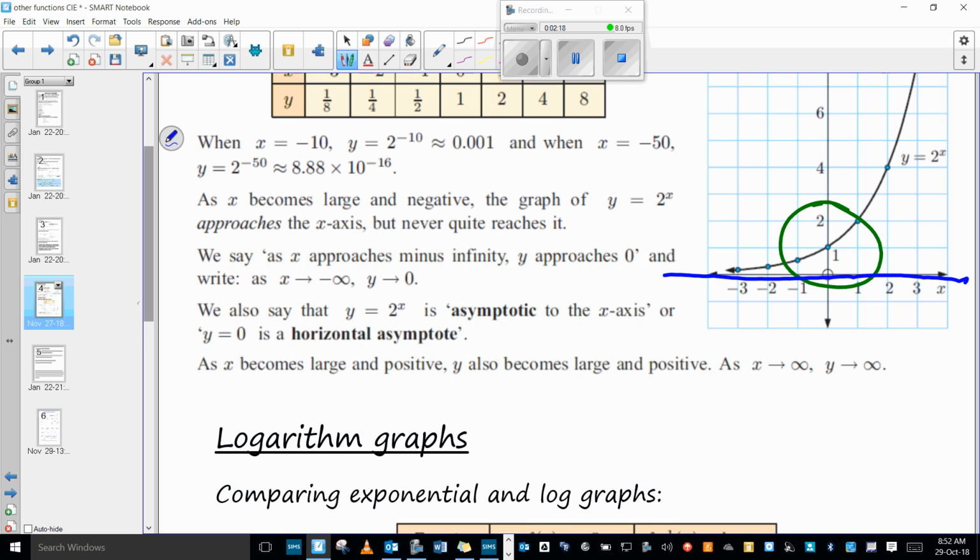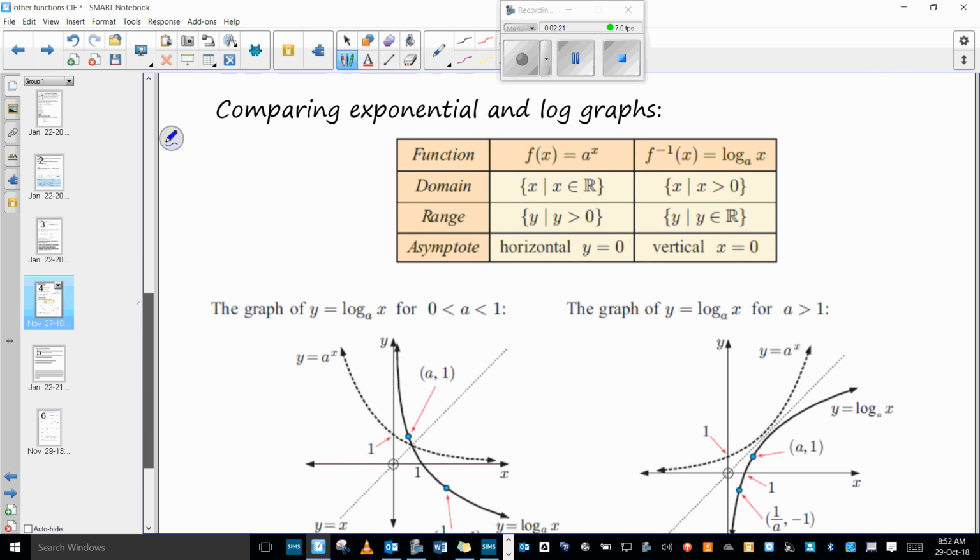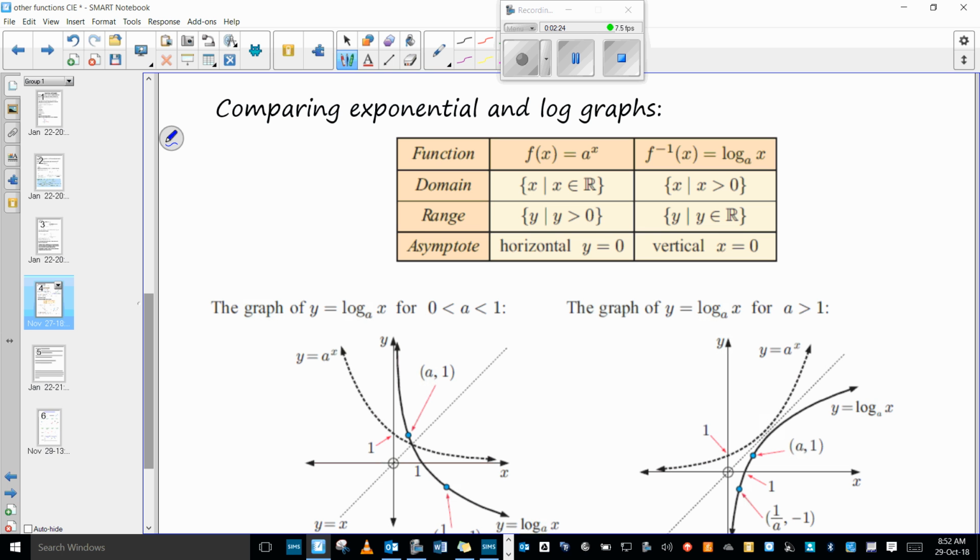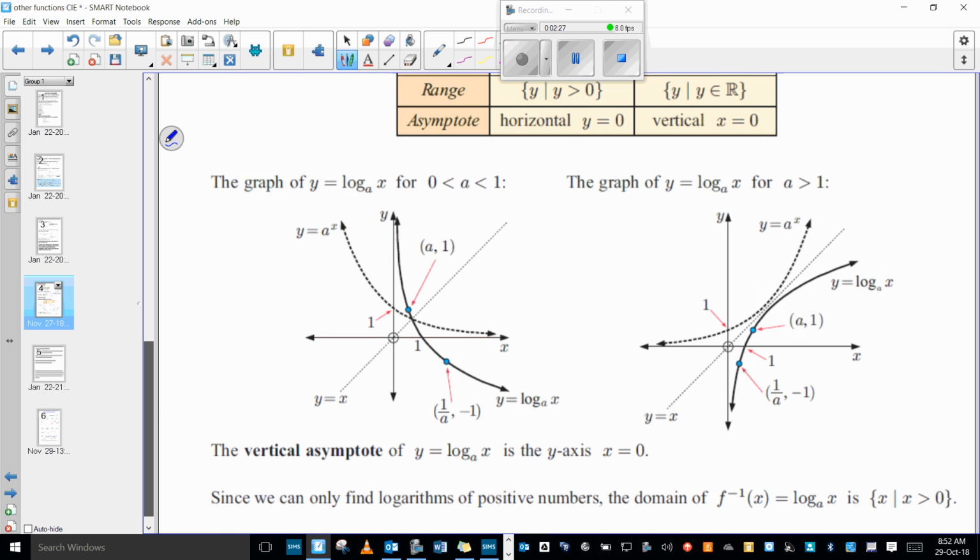Log graphs, again, we've done the topic of logs. I'm not sure if log graphs would come into this, to be honest. But logs and exponents are inverses of each other, so if you've got an exponential graph, then a log graph will be its inverse. And we know that inverse functions are reflections in the line y equals x. So this would be the line y equals x, and they would be reflections in that line.